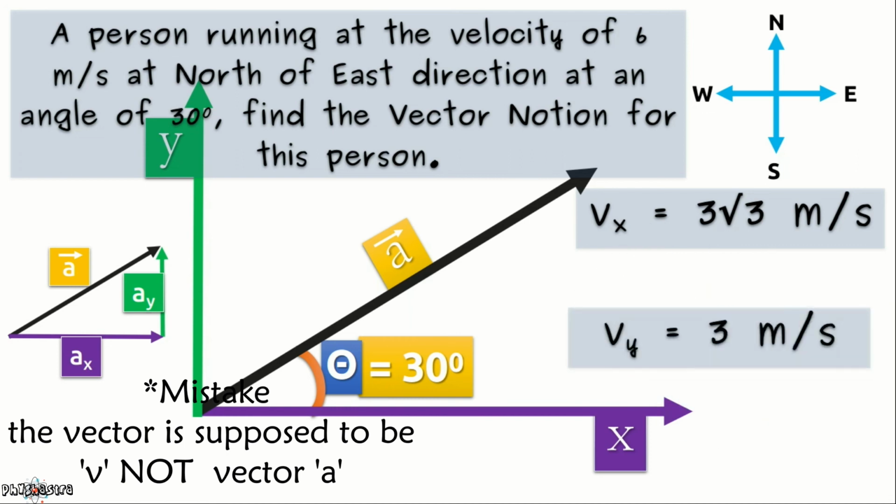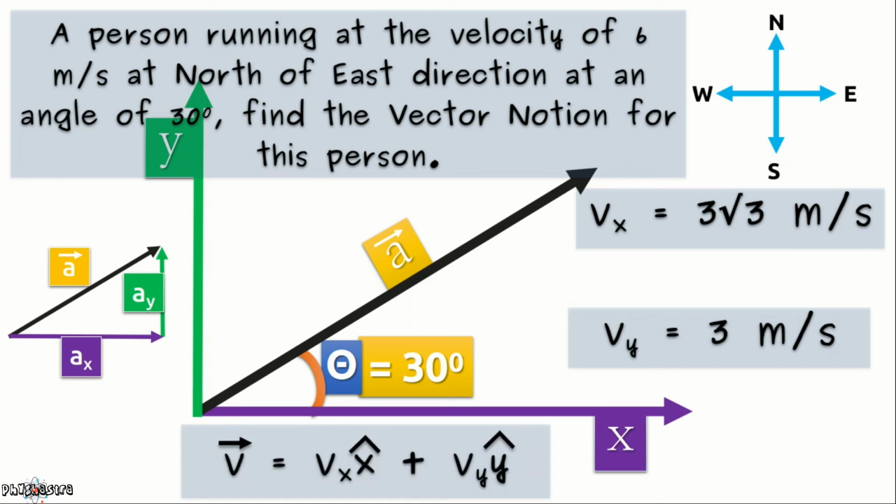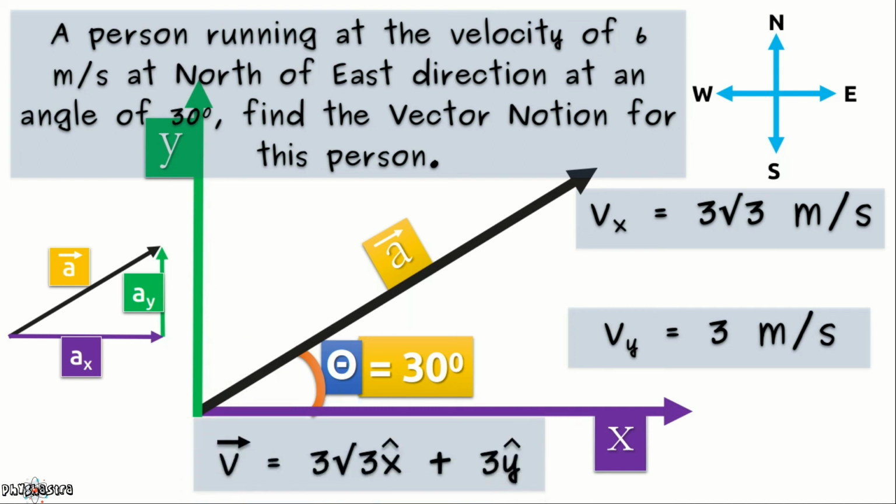Now we have the x and y components of the velocity vector v and we write it in vector notation, such that we get the vector v equals 3 square root 3 in the x direction plus 3 in the y direction. This is how we find the components of a vector.